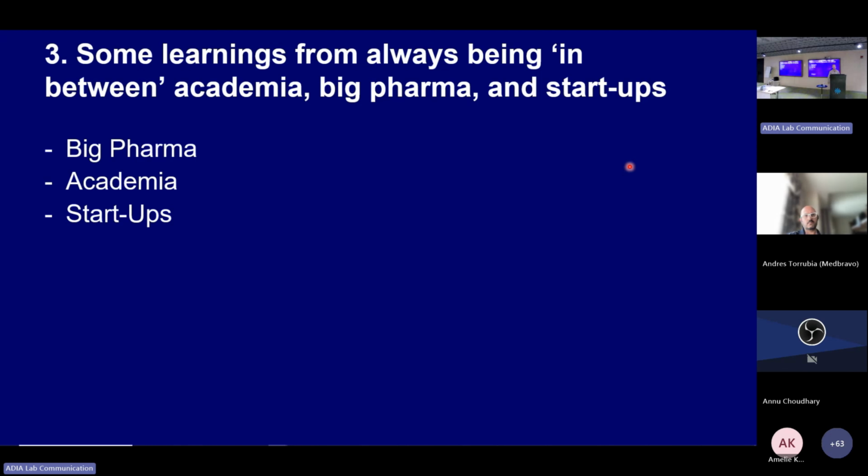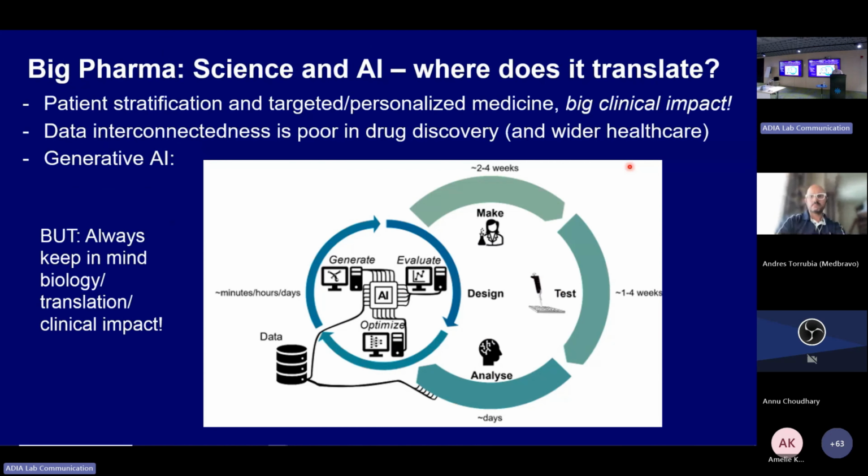Final part, some learnings from big pharma, academia, and startups. So big pharma, an example from AstraZeneca. What big pharma is doing is called DMTA cycles. You design a compound, you make it, you test it, you analyze it. You do that enough times, and in the end, hopefully you have a compound that goes into the clinic. And what we're trying to do right now is to replace the design by a computational generate, evaluate, optimize cycle.